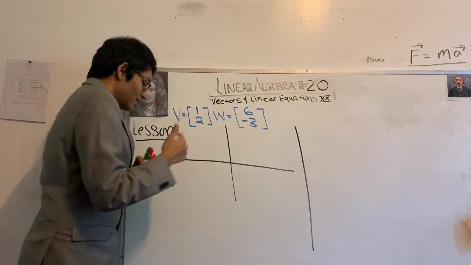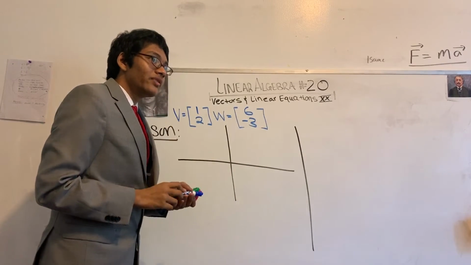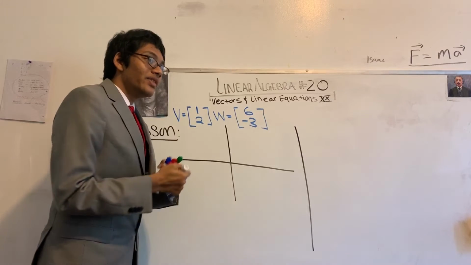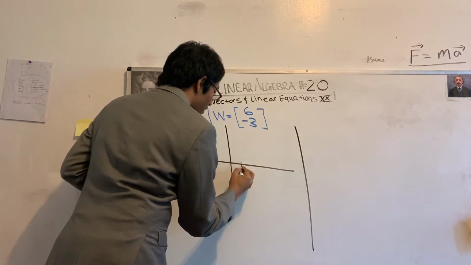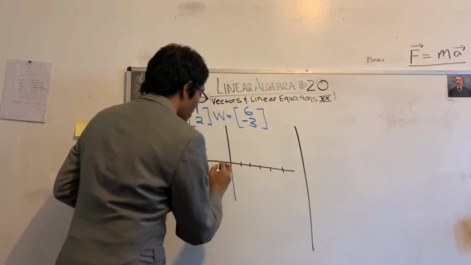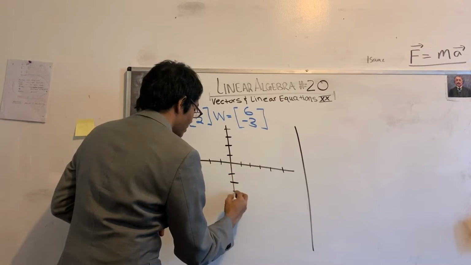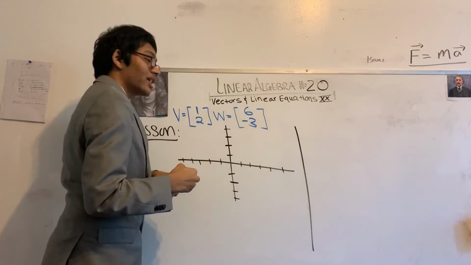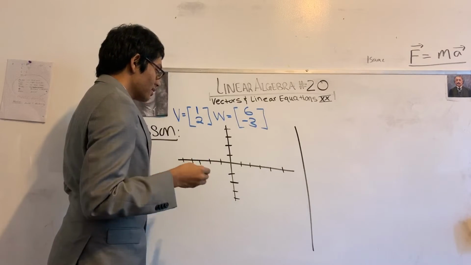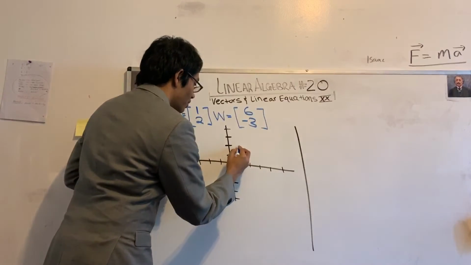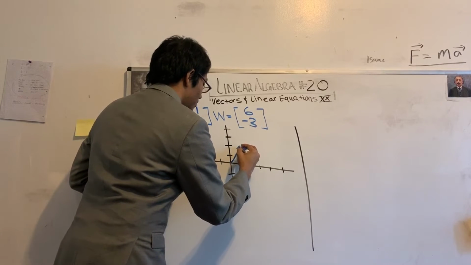Okay, so before doing anything with these two vectors, it's always a good idea to visualize them. To visualize two vectors, what I can do is draw them out on the coordinate plane. So why don't we draw these two vectors on the coordinate plane? My first vector is (1, 2). So I go 1 to the right, 2 up.